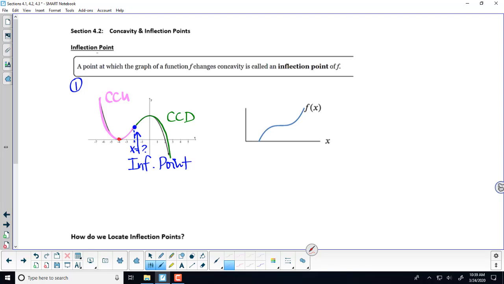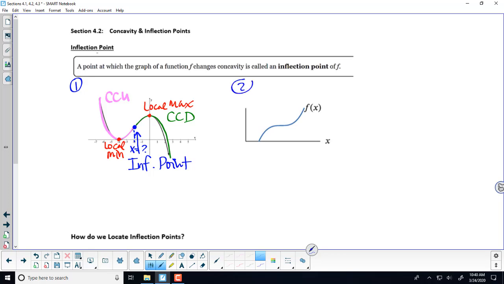Look where that occurs. Here I have a local min, and here I have a local max. So you will always have an inflection point between a local max and a local min. Always. So you can keep that in mind.